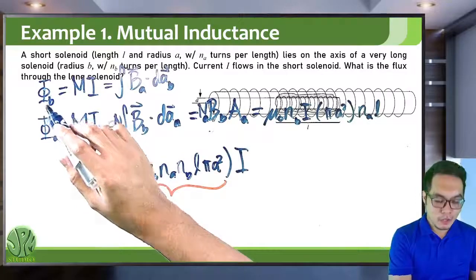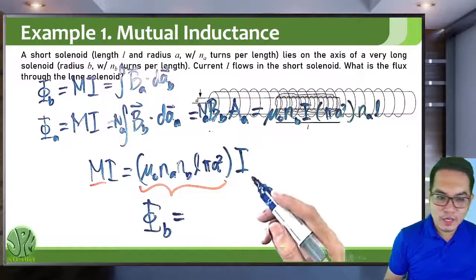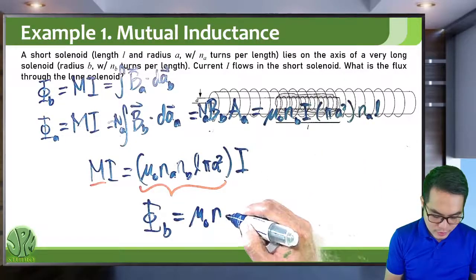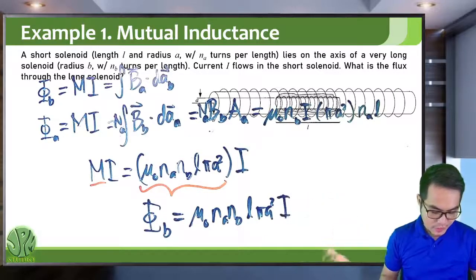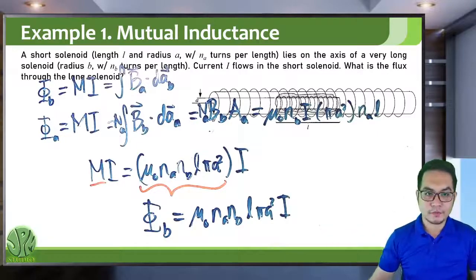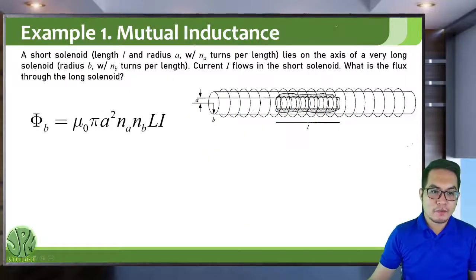We can now solve for the flux on loop B, assuming the current is in loop A. So it's just the mutual inductance, mu naught N_A N_B L pi a squared, times the current. They have the same mutual inductance, so they have the same flux in this case. As a summary, this is the flux in loop B due to the current in the short solenoid.